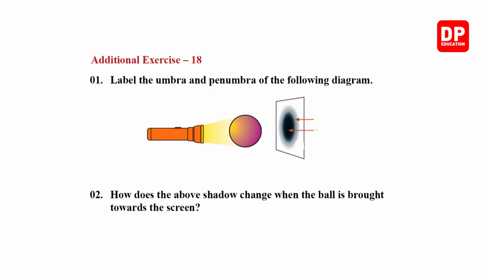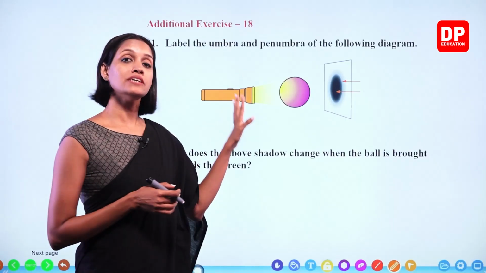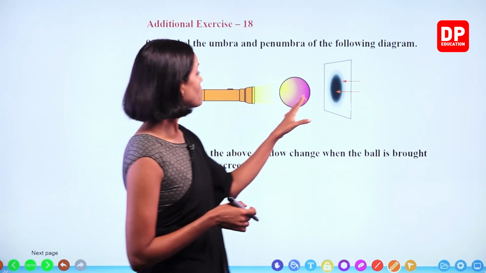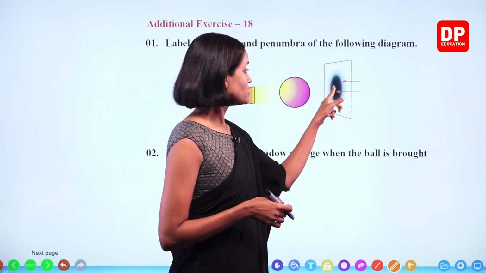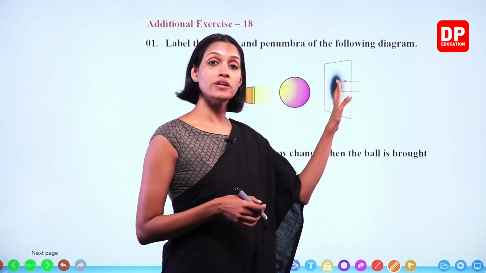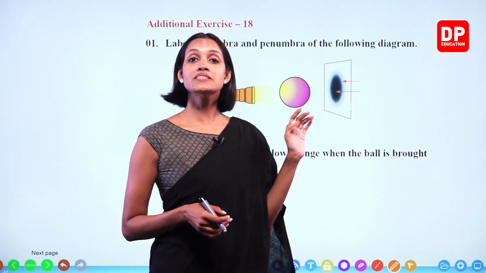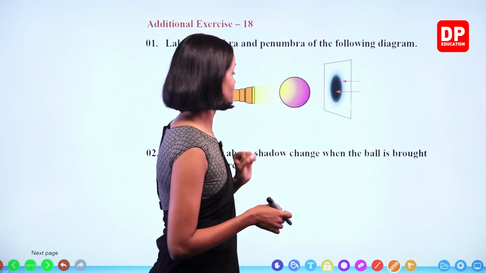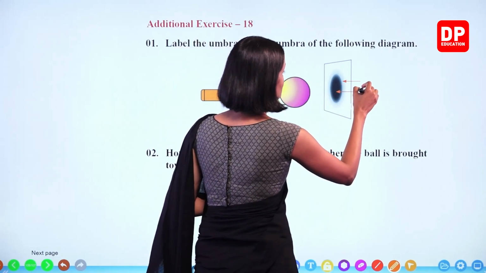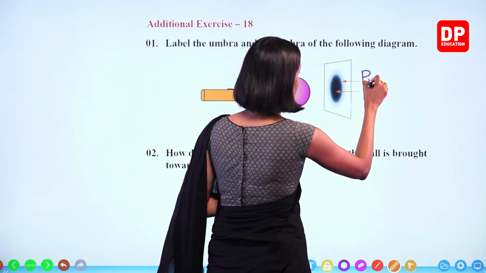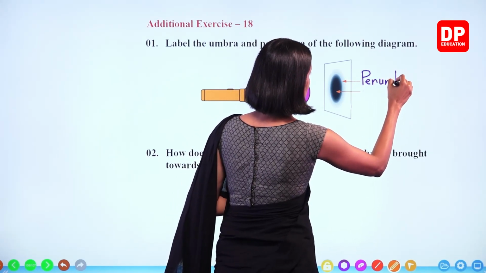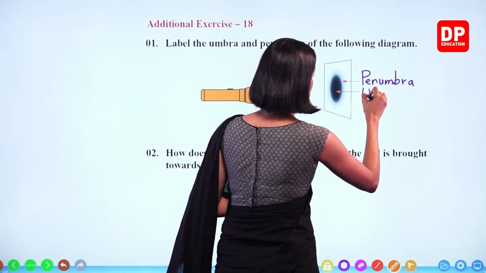Exercise number 18. Label the umbra and penumbra of the following diagram. So what is umbra? The darker middle part is called umbra, and the outer part is known as penumbra, and it is lighter. Okay? This is penumbra, and this is the umbra.